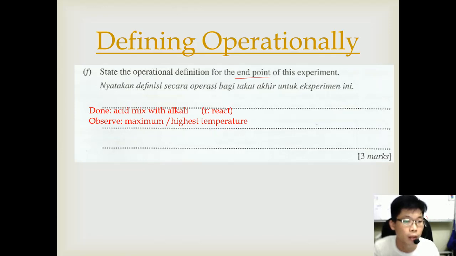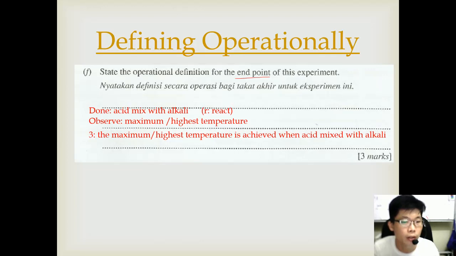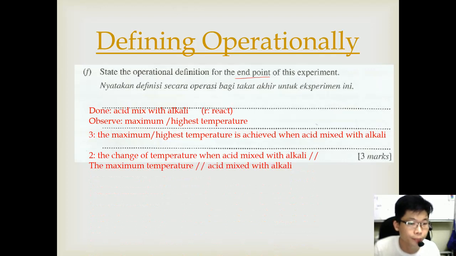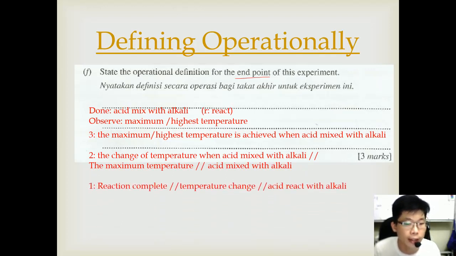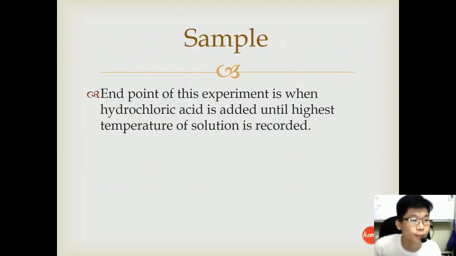What you do, what you observe, score 3: the maximum or highest temperature that is achieved when the acid is mixed with alkali. Then if you write only one of these two, or just the observe part, you get score 2. Then score 1: reaction complete, temperature change, or acid react with alkali. All these answers get 1 mark.